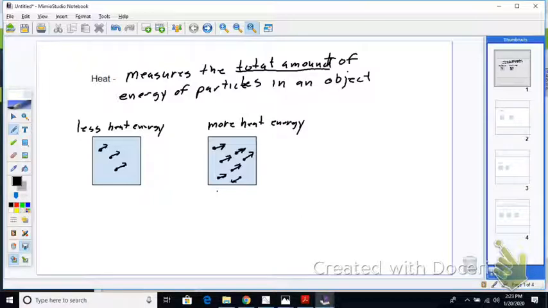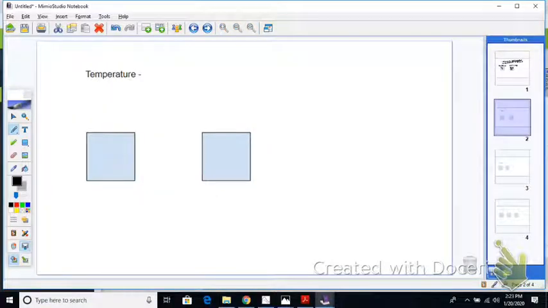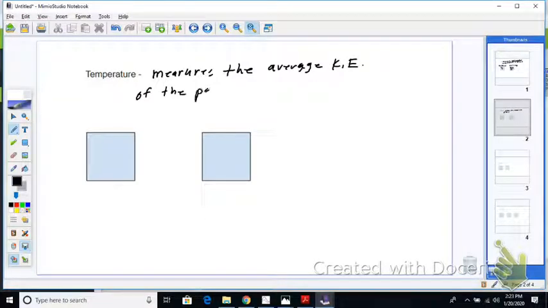Okay. And the idea of that pipette and that water was that example. Does that make sense? So that's the thing that students kind of get mixed up. They think temperature and heat are the same. They're not. Temperature is the average motion of the particles. Both of these have the same average motion, because the length of the arrow kind of shows that. Okay? Temperature measures the average kinetic energy of the particles. Okay?